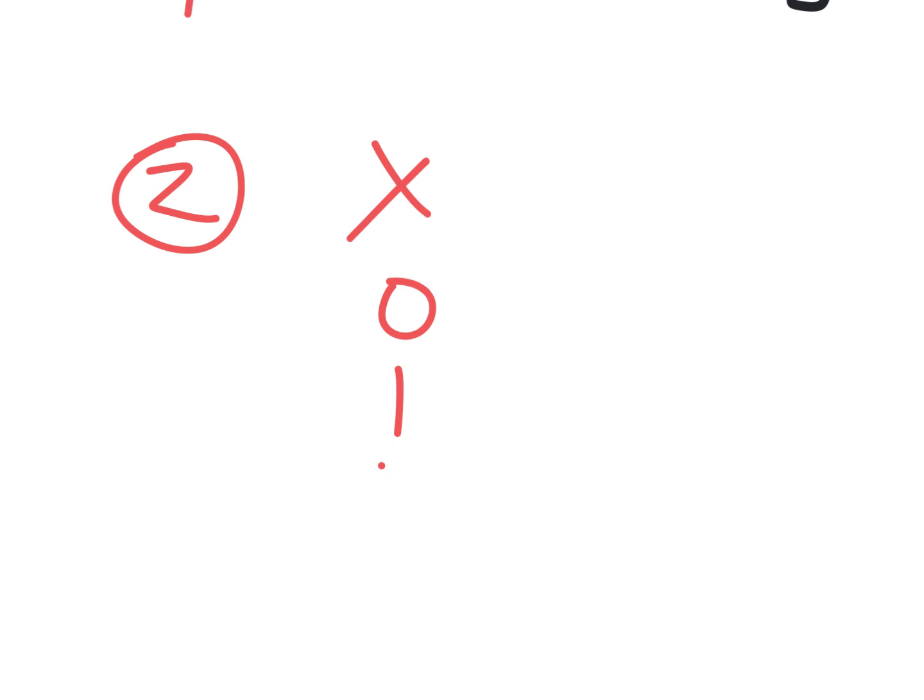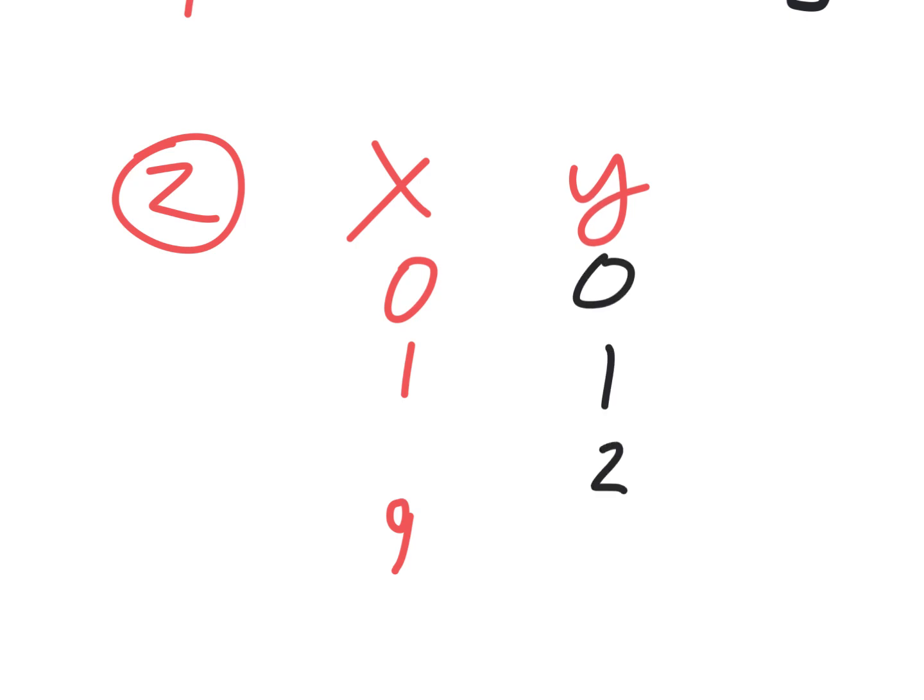Okay, let's do number 2. Could you please help me out? What's number 2? Is it another picture? It's a table. Could you read me the X's in the table? 0, 1, blank, 9. And the Y's? 0, 1, 2, blank. All right. So we've got to figure out this spot, and we've got to figure out this spot.